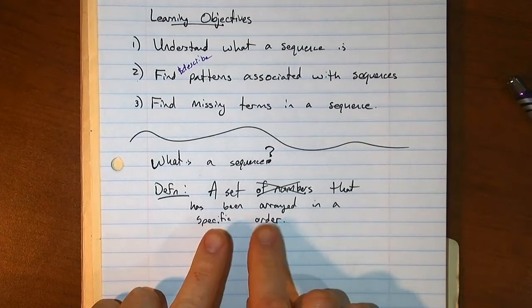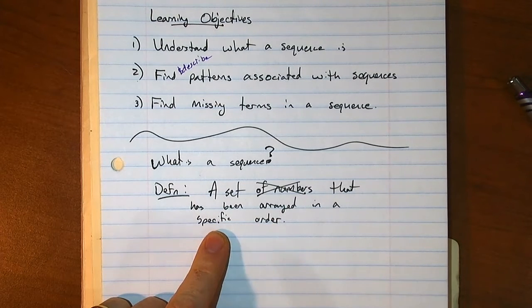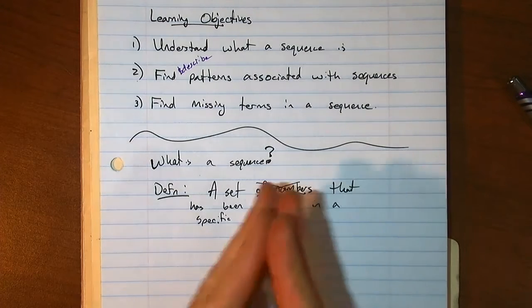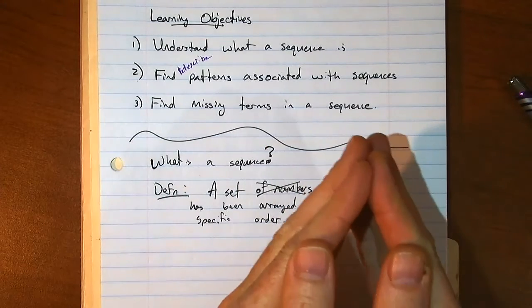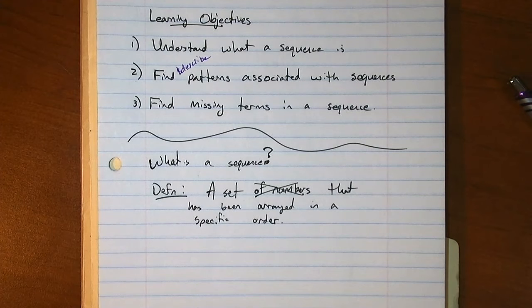And what I mean by specific order, it means that there's a first number, and then there's a second number, and then there's a third number. So all the items in the set have been placed so that there's one that comes first, and then there's one that comes second, and then one that comes third, and then one that comes fourth. And then depending on how many things are in the set, it just goes on from there. But they've been placed in a specific order, and that's a sequence.